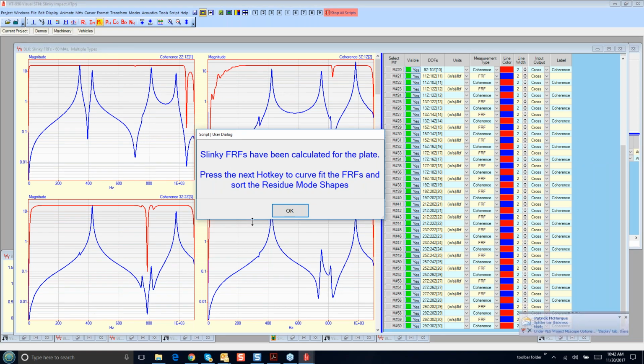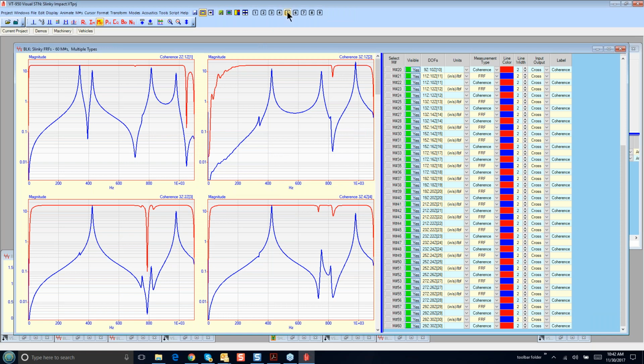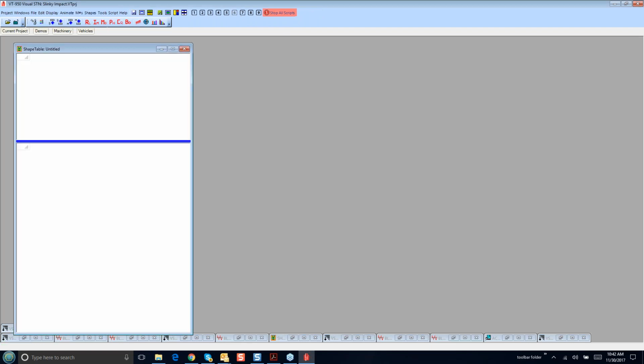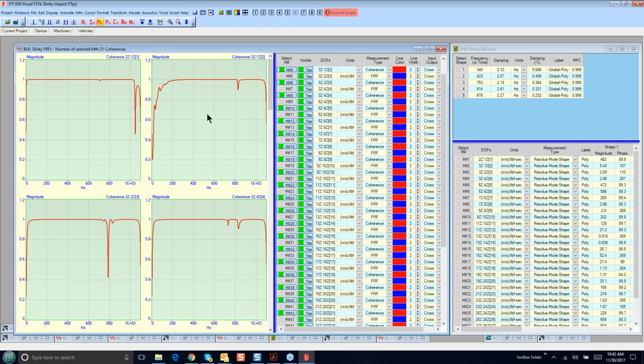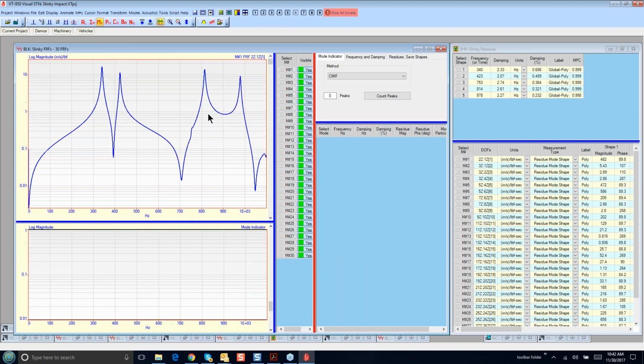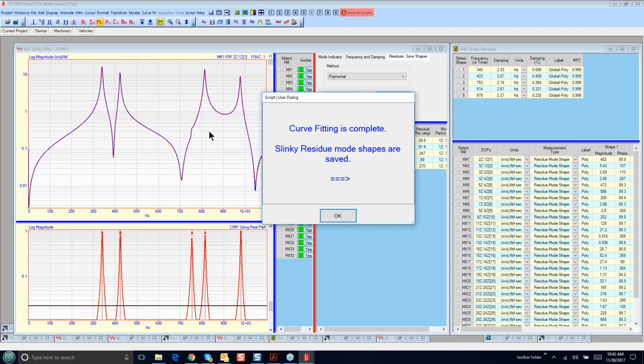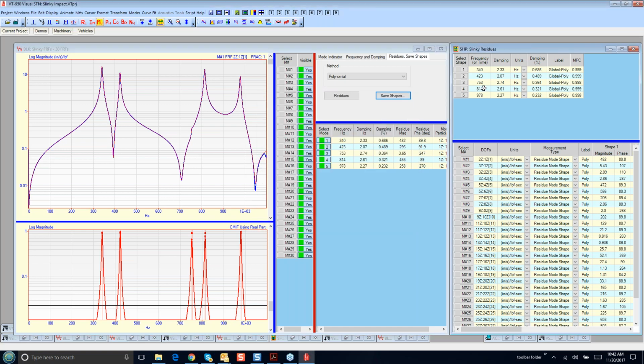Okay, Slinky FRFs have been calculated. Press the next hotkey to curve fit the FRFs and sort the residue mode shapes. So we're going to go ahead and press the next key, which is this one. And let's see what we're going to get here. Okay, so the first thing it's doing is removing the coherence from the data block. We could leave it in there. The curve fitting will ignore the coherence, but this scripting removed it, curve fit the FRFs, and the Slinky residue mode shapes are saved over here in this table of shapes.